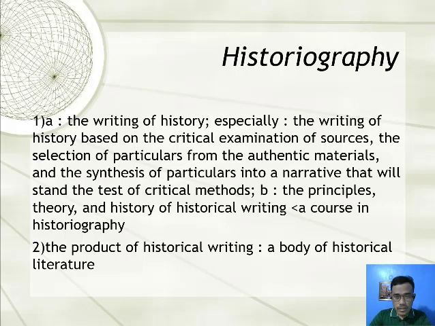All right, so the definition of historiography: it is about the writing of history, especially the writing of history based on the critical examination of sources, the selection of particulars from the authentic materials, and the synthesis of particulars into a narrative that will stand the test of critical methods. That's the first definition. The second is the principles, theory, and history of historical writing, a course in historiography. So this is the product of historical writing, a body of historical literature. In short, class, historiography is the study of history.